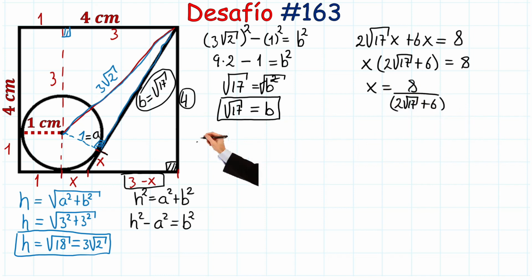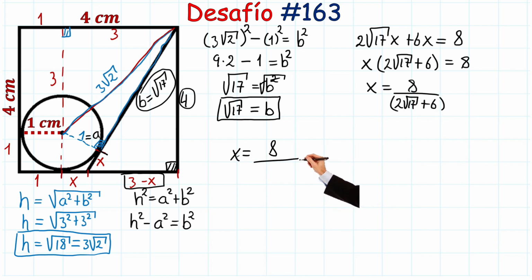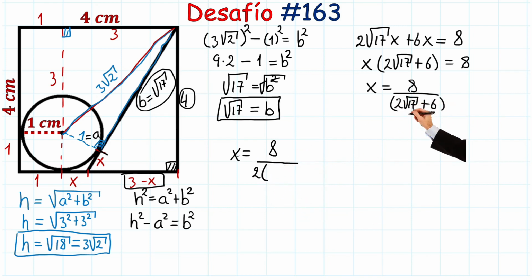It is worth this here. But we can still perform some processes to simplify the solution. Let's do it this way. Notice x equals the same 8 over, and down here, what are we going to do in the denominator? We take out common factor, the 2. So it remains 2 multiplied by the square root of 17 plus 3.